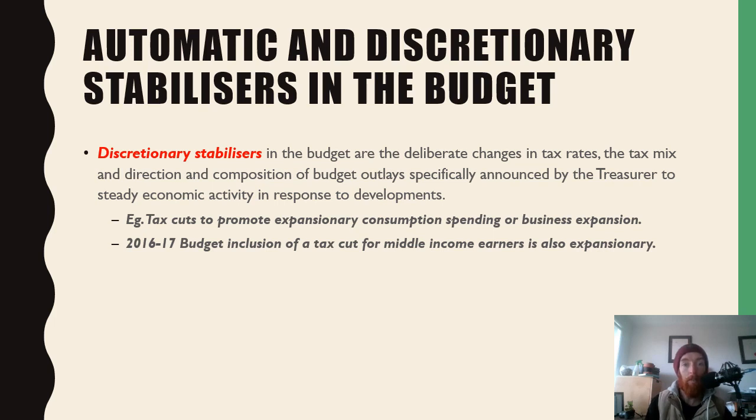So discretionary stabilizers are anything the government does to try and change economic activity through the budget. So when they announce infrastructure spending, that's a discretionary stabilizer. They're trying to stimulate the economy. When they announce cutting of funding to certain areas, they're trying to slow things down, and that's a discretionary stabilizer. So any deliberate policy changes by the government are a discretionary stabilizer.